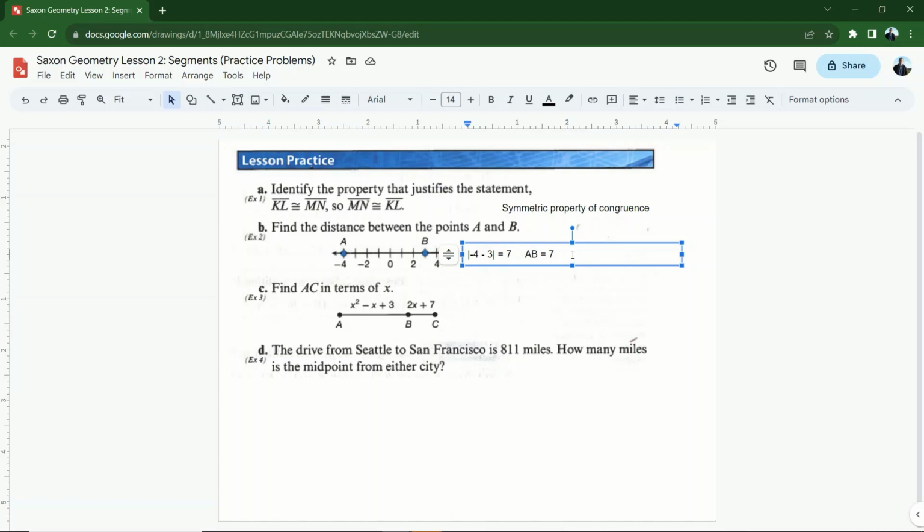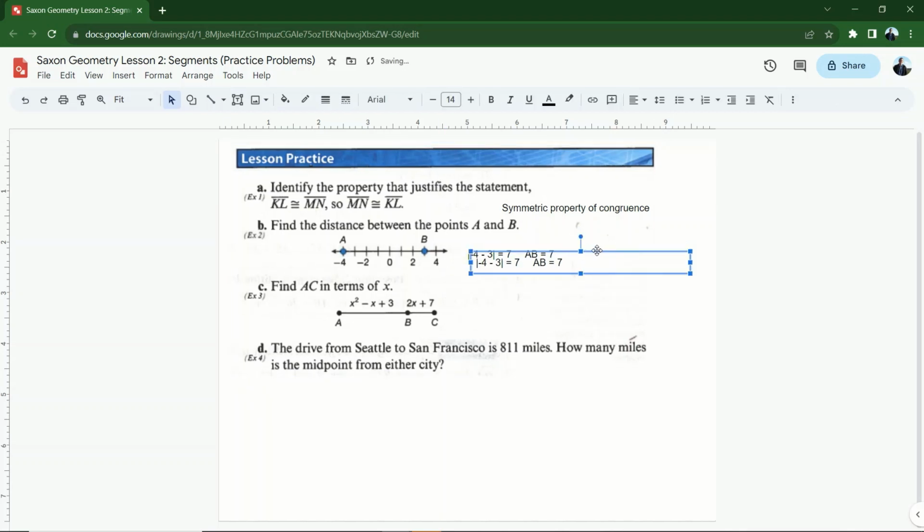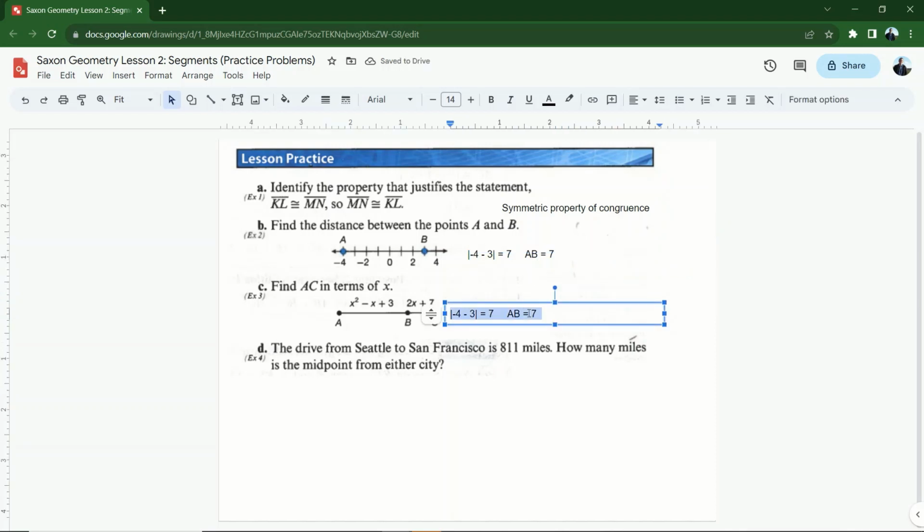All right, then we'll move on to letter C, which asks me to find the distance of AC in terms of x. Well, this one's going to be pretty straightforward as well, although you'll notice this is going to bring up some old algebra. So here I have x squared minus x plus 3, and that's AB. Now, how do I get AC from AB? Well, I have to add the segment BC, and BC has a measure of 2x plus 7.